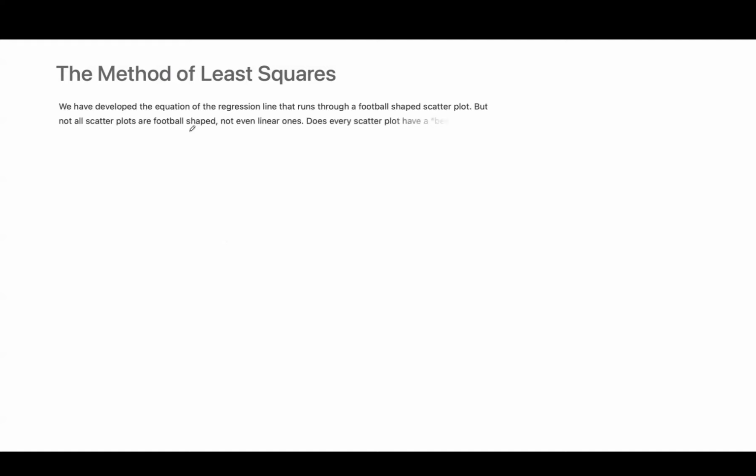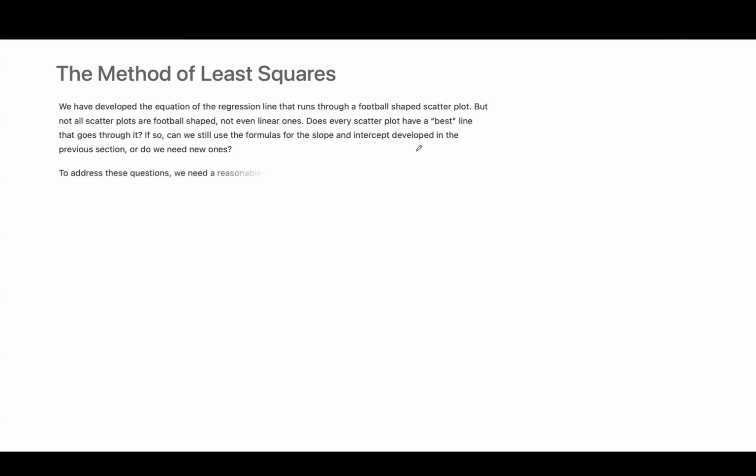On the method of least squares, remember that we've developed the equation of the regression line that runs through a football-shaped scatter plot. But not all scatter plots are football-shaped, not even linear ones. Does every scatter plot have a best line that goes through it? This is a general question. If so, can we still use the formulas for the slope and intercept developed in the previous section, or do we need new ones?